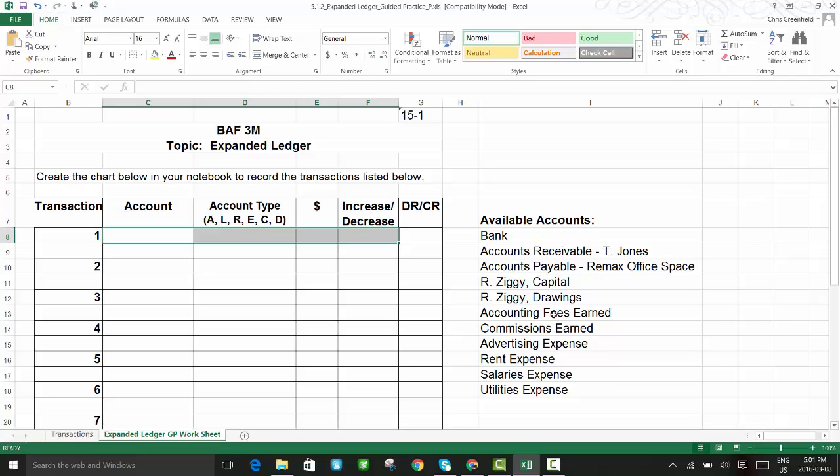We have accounting fees earned and commissions earned. Typically a lot of the work we do only has one revenue account. These are both revenue accounts. Usually we can tell that because they don't have the word expense in them. Often they will have the word revenue or earned in them. In this case, we have 2 different revenue accounts.